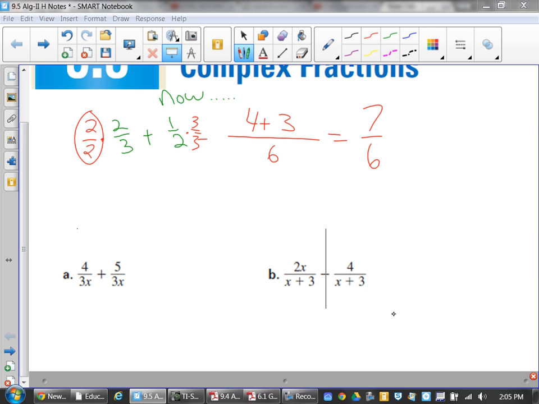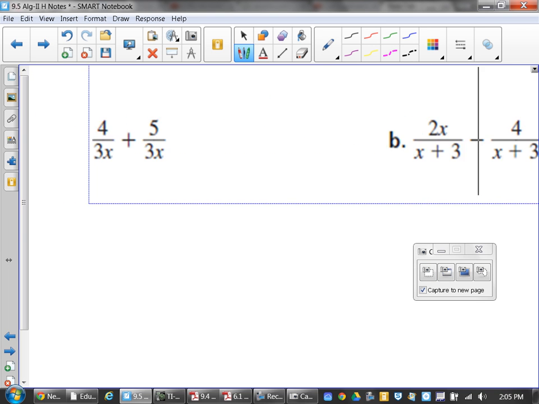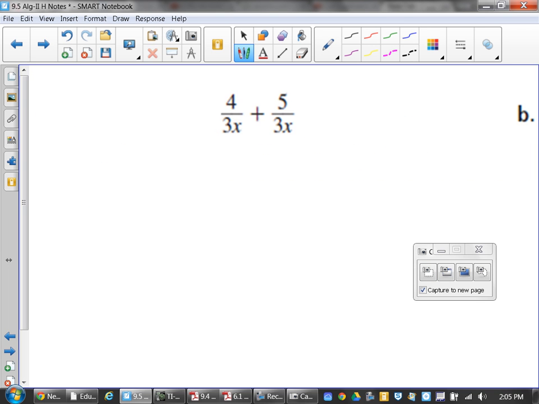So let me show you. If I look at this, 4 over 3x plus 5 over 3x, those guys have a common denominator. What is it? 3x. So what happens here, since they're already common, just put the denominator down. What's 4 plus 5? 9. Guess what? It's 9.